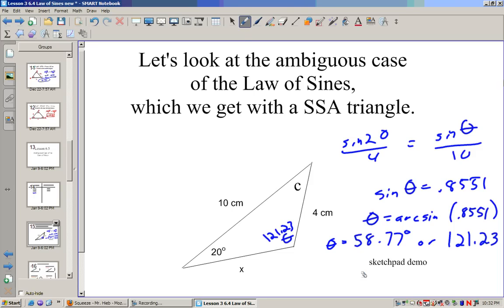that angle. And if we just round it to the nearest degree, 121, add that to 20, subtract from 180, and we get 39. So then we could find x by saying the sine of 39 over x is equal to the sine of 20 over 4. So 4 sine of 39 divided by sine of 20. So then the side would be 7.36.